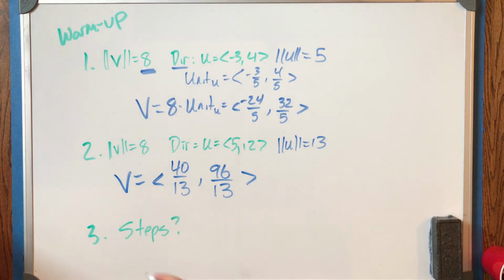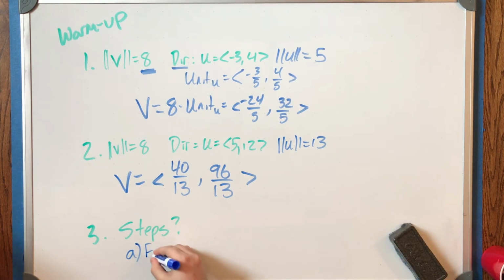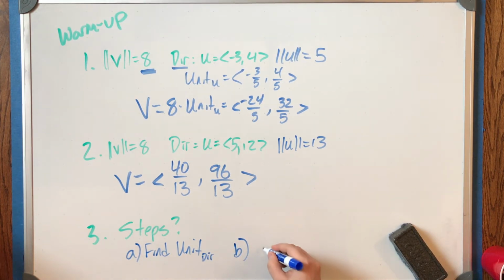So my steps, pretty straightforward, I think. First thing I'm going to do is basically find the unit vector. I guess I should write words out here. Step A: find the unit vector for the direction that we're trying to go in. And step B is I'm just going to multiply the new length that I want times that unit vector. And there you go. So this concept of vector projections, it seems really complicated. It's actually not super complicated.